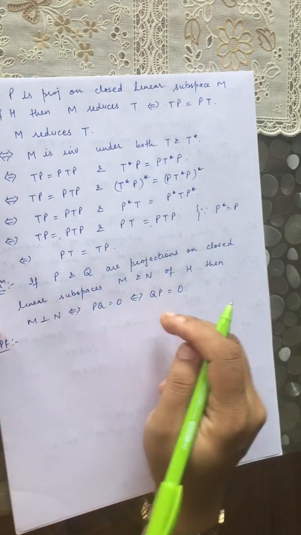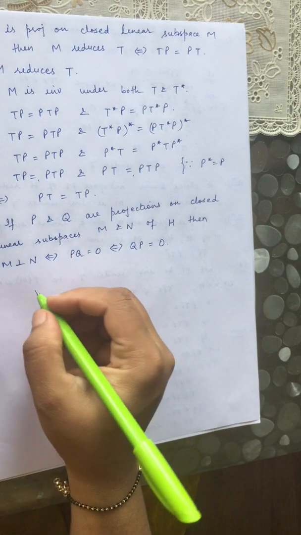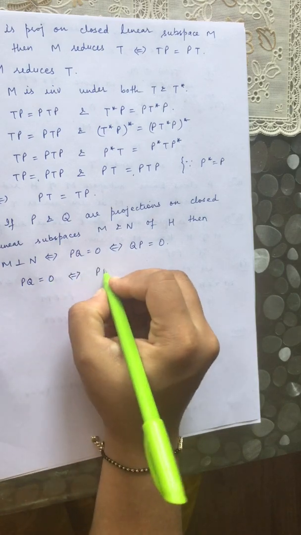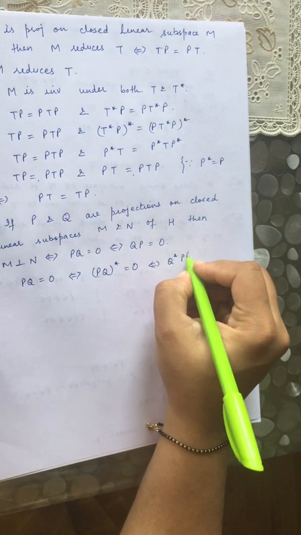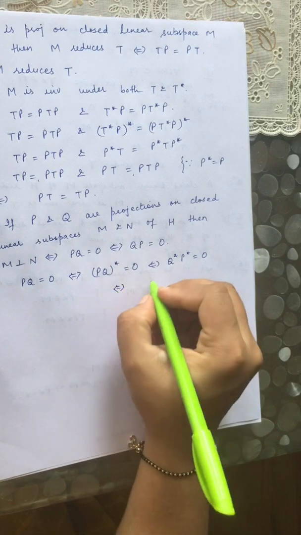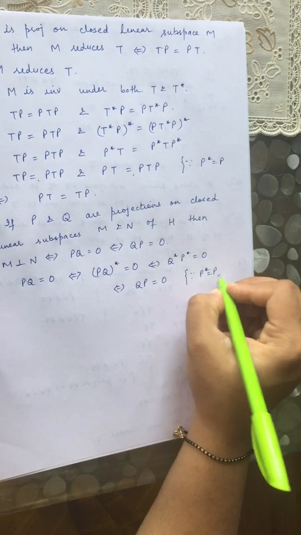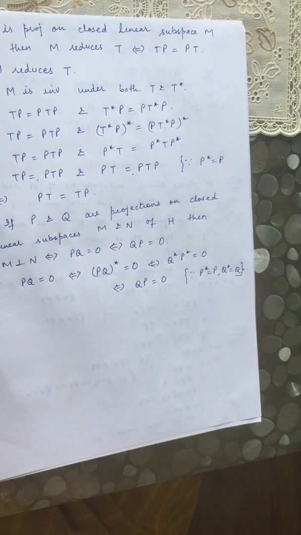So firstly, PQ is 0 and QP is equal to 0. These statements are equivalent to each other since both are projections, and one statement can be obtained from the other by taking adjoints. For example, PQ is 0 if and only if PQ star is 0, if and only if Q star P star is 0, so if and only if QP is 0, because Q and P both are projections, therefore P star is equal to P and Q star is equal to Q. So these two conditions are equivalent to each other.